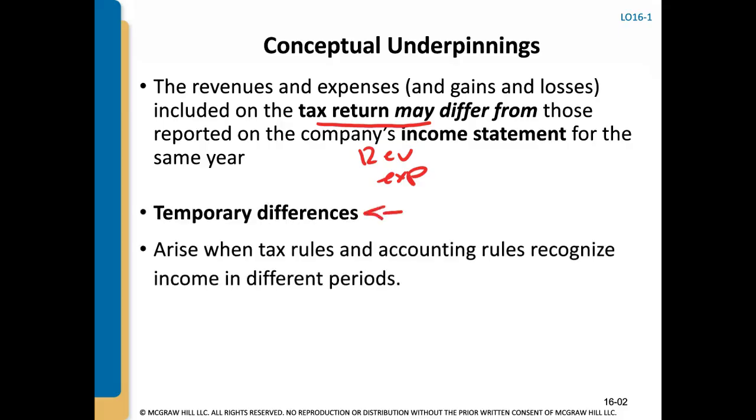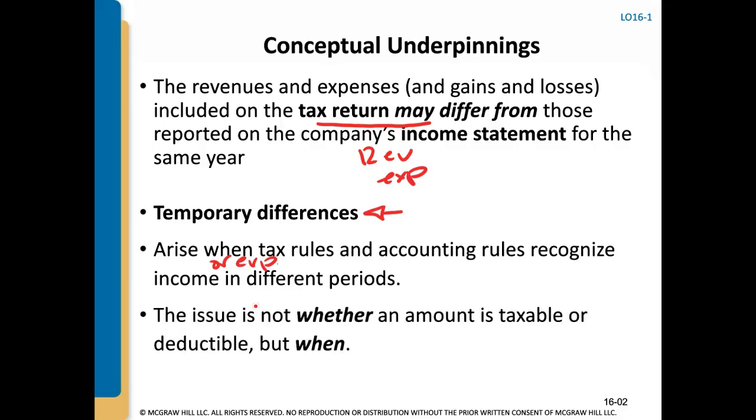One type of item that may be different is called a temporary difference, and that arises when the tax rules and the accounting rules recognize the income, or expenses, in different periods of time. So it's not an issue of whether an amount is taxable or deductible, but just that the revenue or expense is taken in a different period than it is for tax purposes.